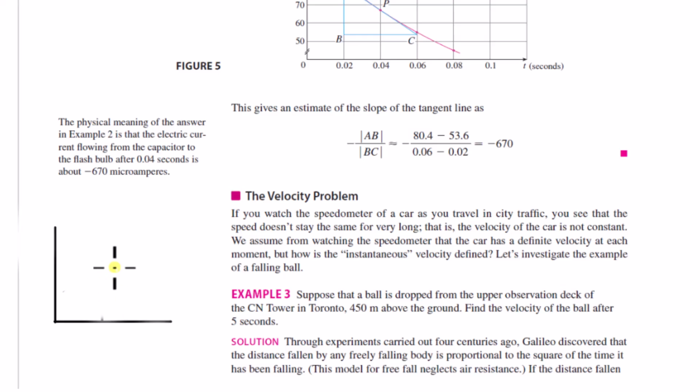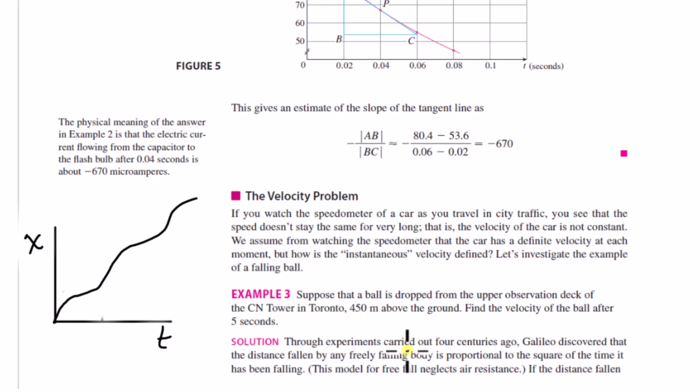If you plotted a position versus time graph of a vehicle, it would be a sort of nonlinear random curve in general, right? So how do we think about the idea of, at a moment in time, what's the velocity of the vehicle? Suppose that a ball is dropped from the upper observation deck of the CN Tower in Toronto, 450 meters above the ground. Find the velocity of the ball after 5 seconds.